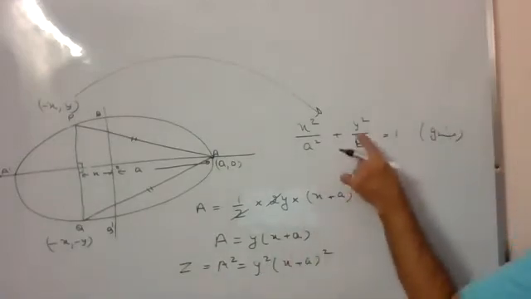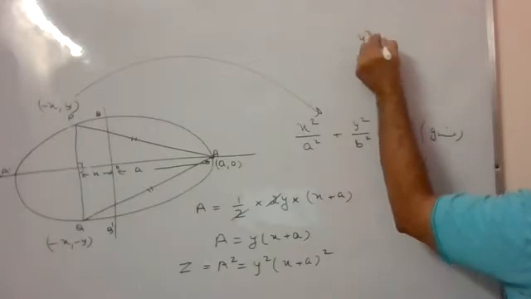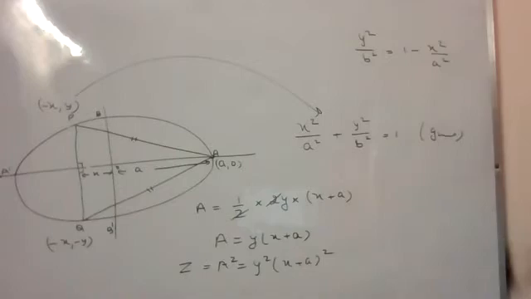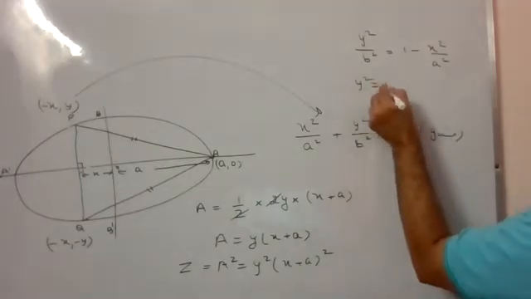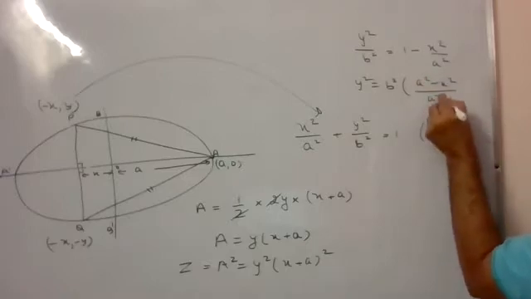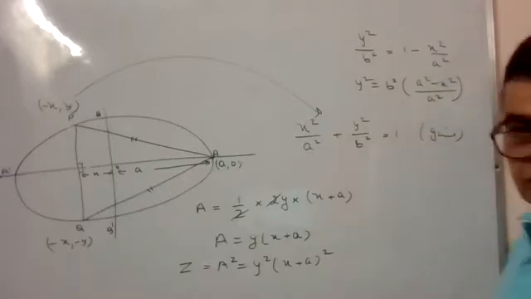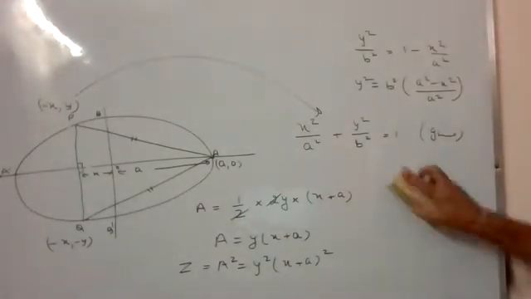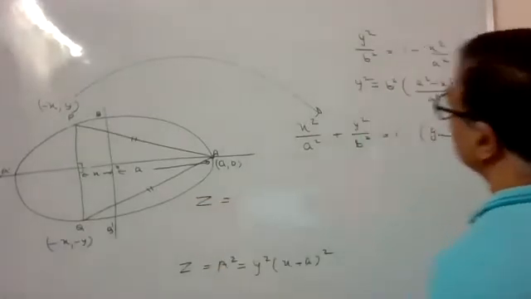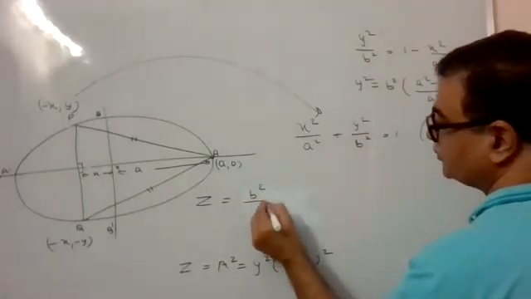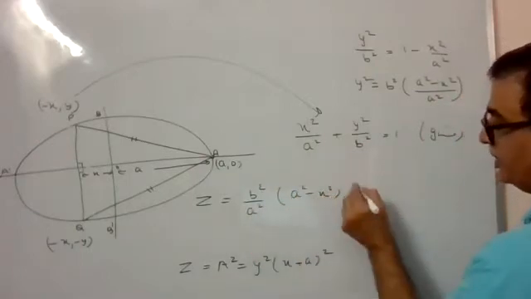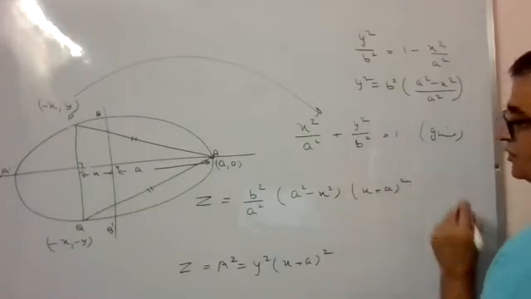And now I want y square value. So can you calculate y square value? So y square by b square is 1 minus x square by a square first. Then I'll write y square is b square into a square minus x square by a square. This is the value of y square we got. So what z comes out to be now? y square means b square by a square into a square minus x square into x plus a whole square.